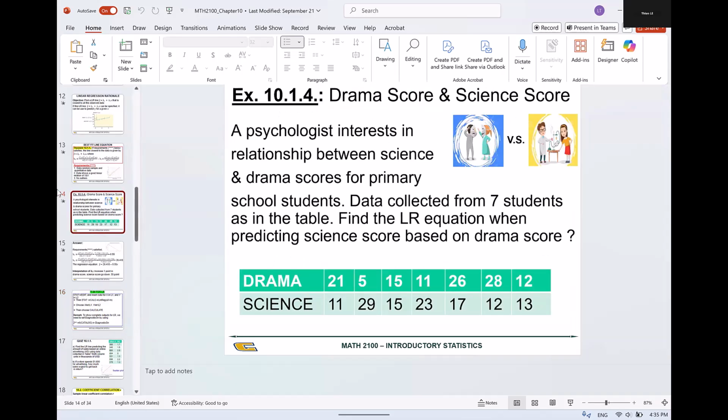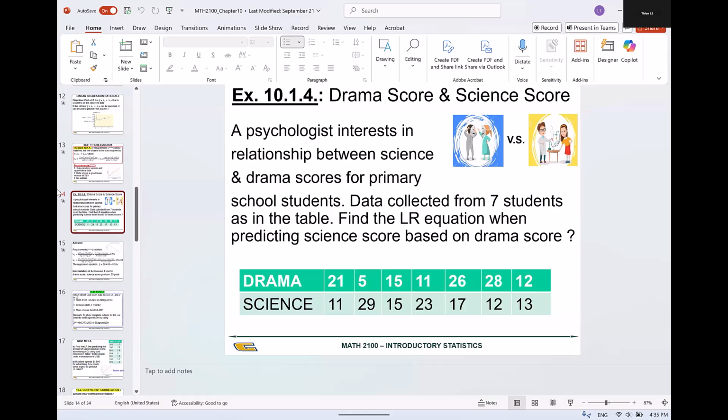Okay, the TI, and see how it goes. So you have a drama score of 21, 5, 15, 11, 26, 28, and 12. So this should be in your X list, right? The X list is the drama score. And the science scores will be 11, 29, 15, 23, 17, 12, 13. It should be in your Y list, right? So we have to be very clear about that, okay?